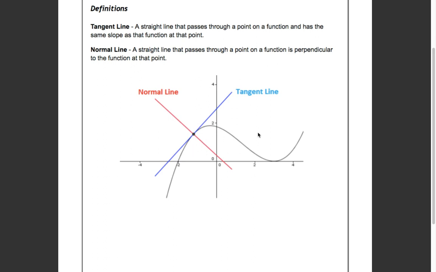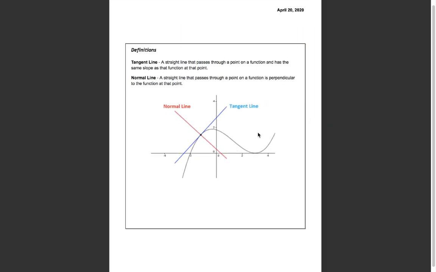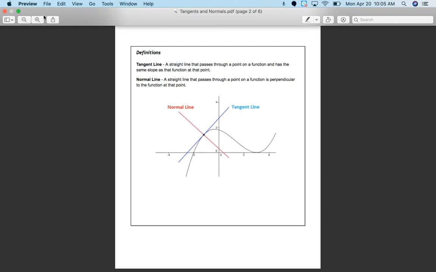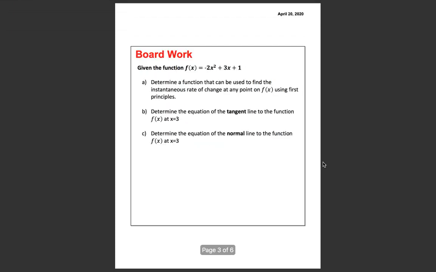So based on those definitions, I would like you to take a minute and try this warm-up question. So we're going to start with a function f at x equals negative 2x squared plus 3x plus 1. And I want you to do three things with it. So first of all, I want you to determine a function that can be used to find the instantaneous rate of change at any point using first principles. So that's a recap of some of the work that we did last week.